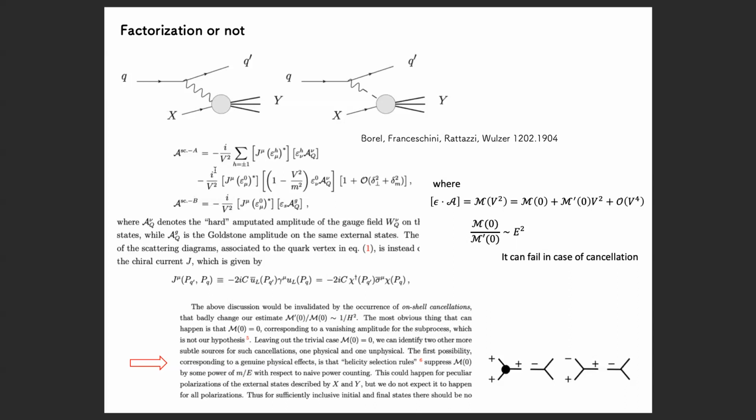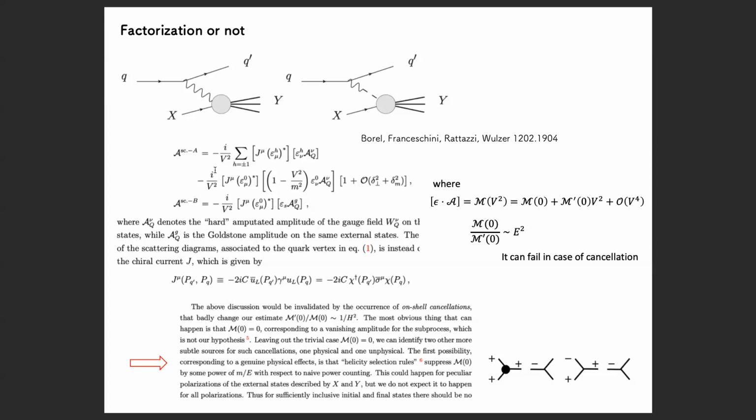That is the idea of this effective W approximation. However, if there is some cancellation in the leading order of this subprocess, and this scaling is violated, then in principle you cannot control the expansion anymore. So you cannot prove that the effective W approximation is working.